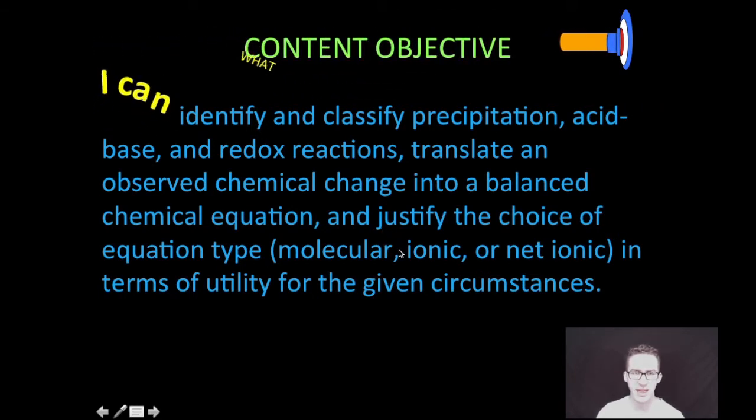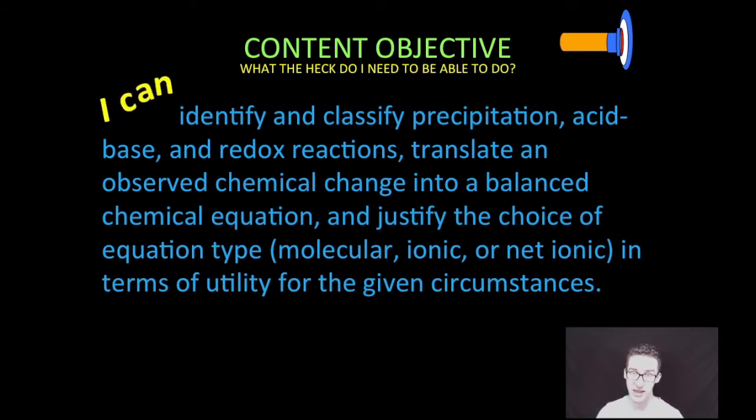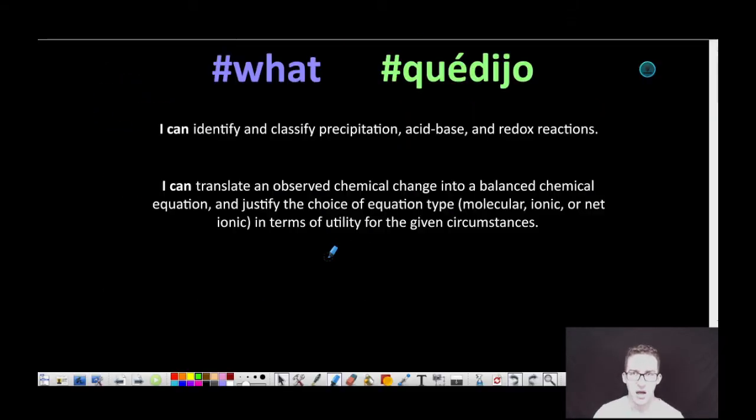It's Mr. Boylan, and today, what the heck are we going to be doing? It's a doozy. We're going to be able to identify and classify precipitation, acid base, and redox reactions, and then translate an observed chemical change into a balanced chemical equation and justify the choice of equation type, either molecular, ionic, or net ionic, in terms of utility for the given circumstances. Whew. All right, let's break that down and just take a look at the two parts here, essentially.